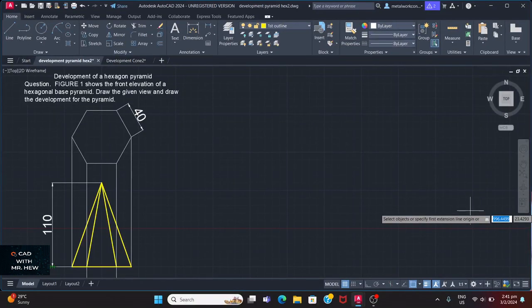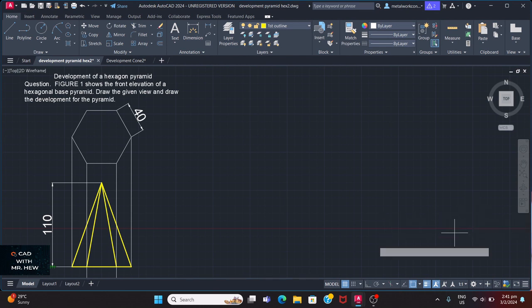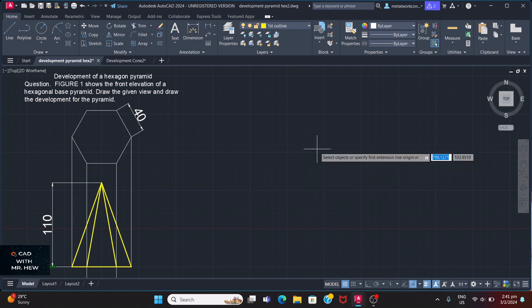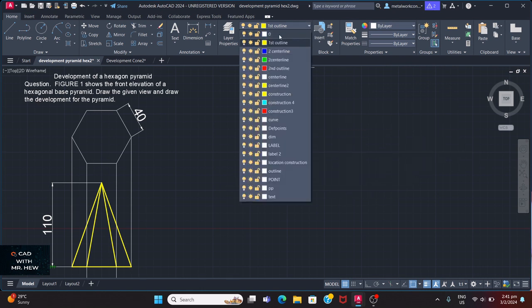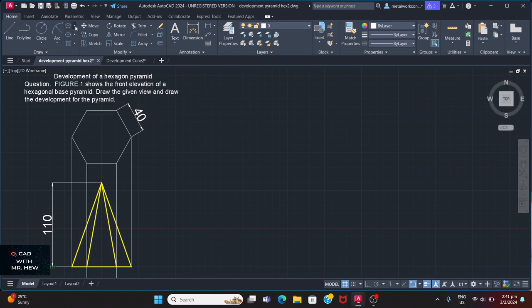In today's video, we'll be looking at the topic development. In the previous video, we looked at the topic centroids. Now, the first thing that we're going to do to draw the development for today's drawing, we'll be drawing the plan. So we'll be using our plan to get our front elevation, which is required.